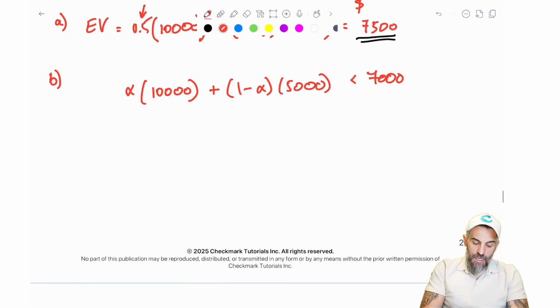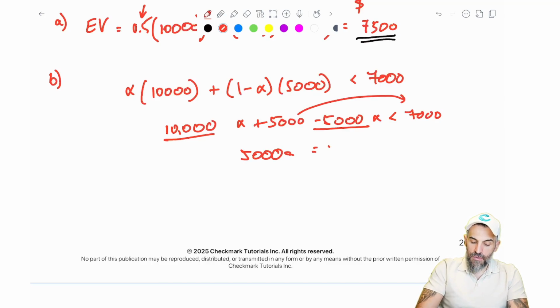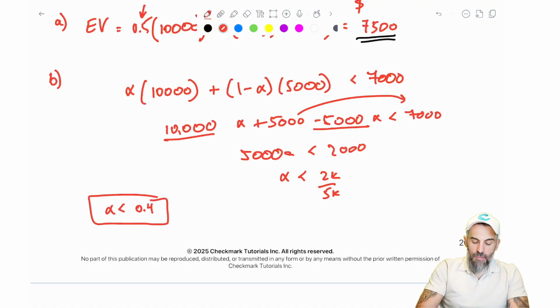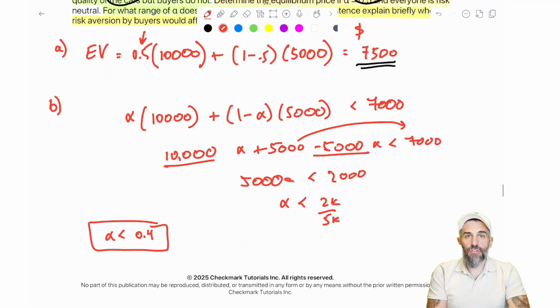And so that's all you need to do here. We're going to solve for this. So this is 10,000 A plus 5,000 minus 5,000 A, less than 7,000. Start grouping your like terms. 10 and 5 is 5. 5,000 A. Bring this over. Less than 2,000, I guess. A would have to be less than 2,000 over 5,000, which is 0.4. So at anything below 0.4, you would have a lemons problem. All the good cars would leave the market, leaving only the lemons behind.